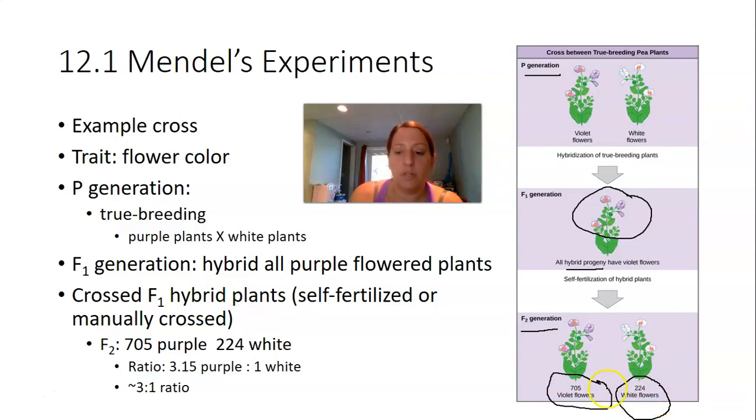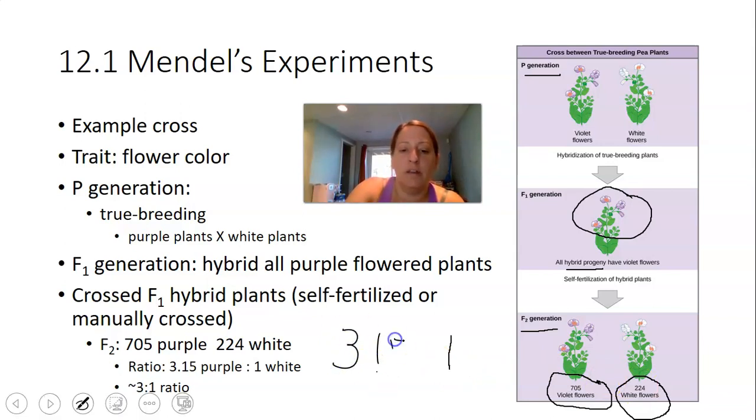You're going to take the lower number, in this case it's 224, and divide it by itself. Okay, so 224 divided by 224 is 1. Okay, because you're trying to look for a ratio of something to 1. And then you're going to take 705 and also divide that by 224. And if you do that math, you should get 3.15 to 1. Okay, that's your ratio of purple to white flowered plants. That's the actual ratio. Okay, which is about a 3 to 1.